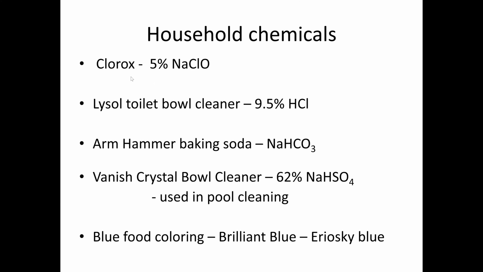And so the Clorox bleach, we're going to be looking at the key ingredients. It's made up of 5% sodium hypochlorite. Lysol toilet bowl cleaner, key ingredient 9.5% hydrochloric acid. Of course, baking soda is sodium bicarbonate. The crystal bowl cleaner, the key ingredient is 62% sodium bisulfate. And of course, we're going to be looking at blue food coloring as well. So these are the different types of household chemicals we'll be using.